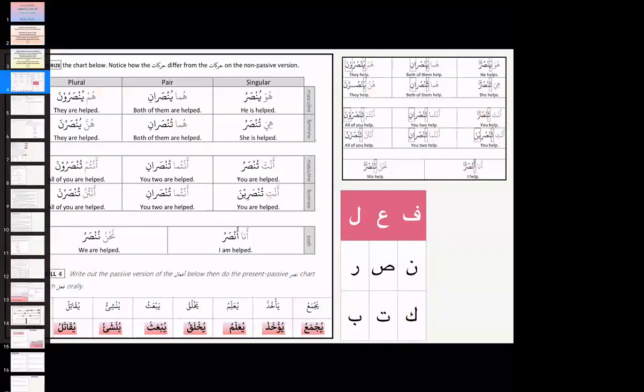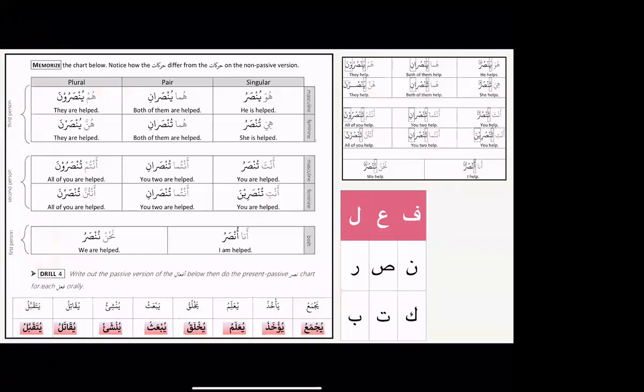Okay, so now let's do our Nasara Yansuru chart. So how is it gonna work? So the basic is huwa yansuru, huma yansurani, hum yansuruna, hiya tansuru, huma tansurani, hunna yansurna, anta tansuru, antuma tansurani, antum tansuruna, anti tansurina, antuma tansurani, antunna tansurna, ana ansuru, nahnu nansuru. So this is our regular active present tense.